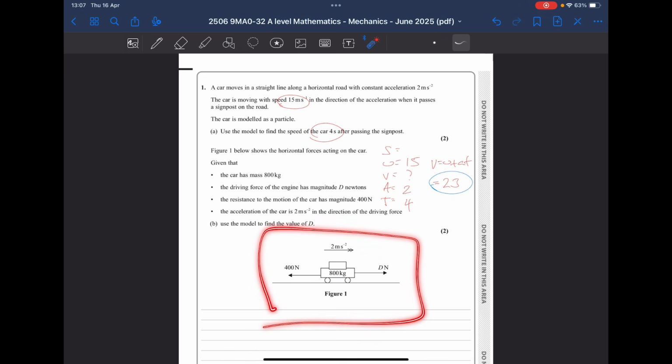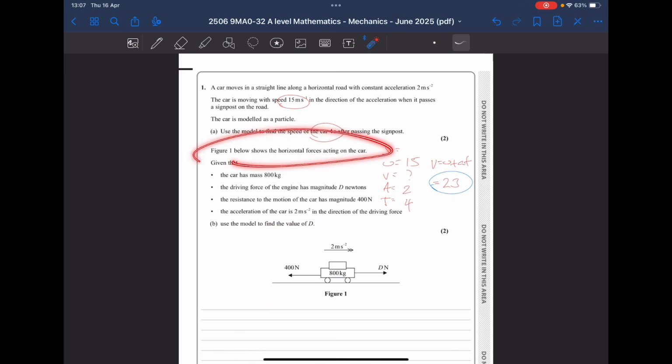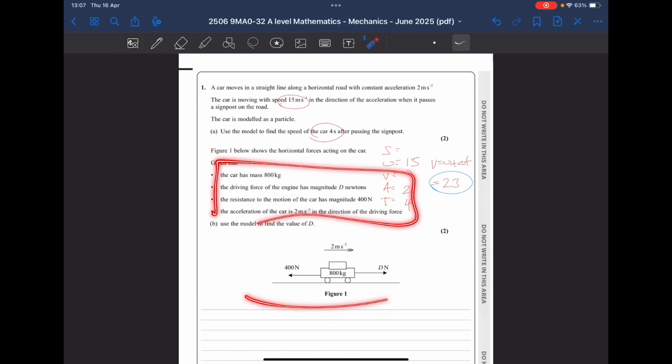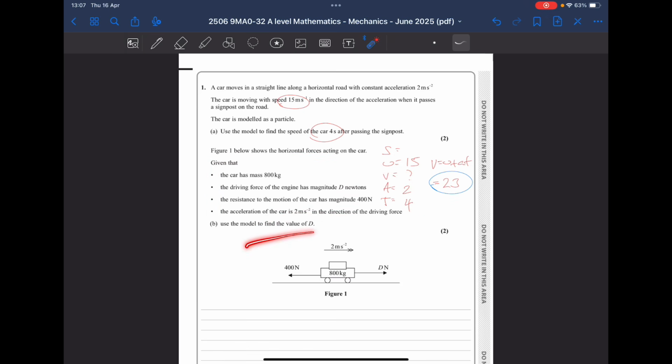Now we get onto this diagram down here. So we've got the horizontal forces on the car, mass 800, driving force of D, resistance is 400, and acceleration is 2. So this is just describing the diagram basically. Find the value of D.